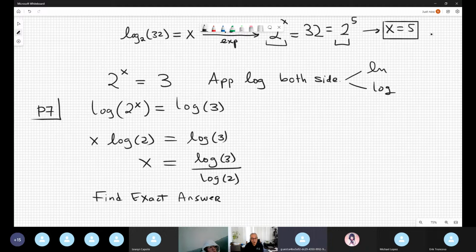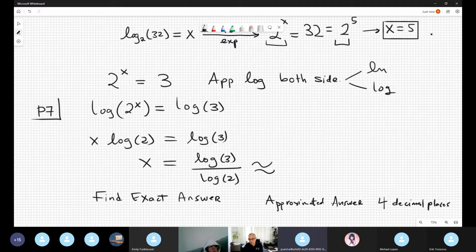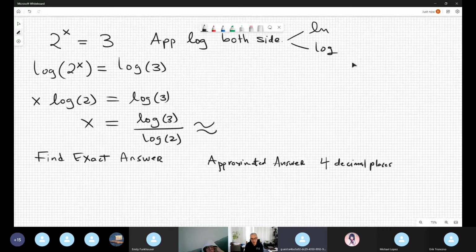But in the majority of problems, no. In the majority of problems, you need to find the approximate answer. They say using 3 decimal places, 4 decimal places, suppose 4 decimal places, and you round off this answer, right? Using the rule, you know very well how to do that.